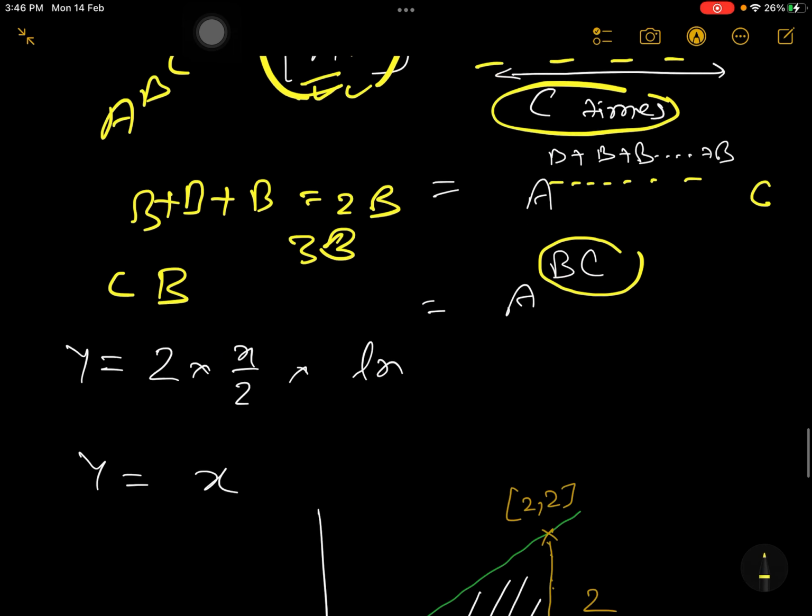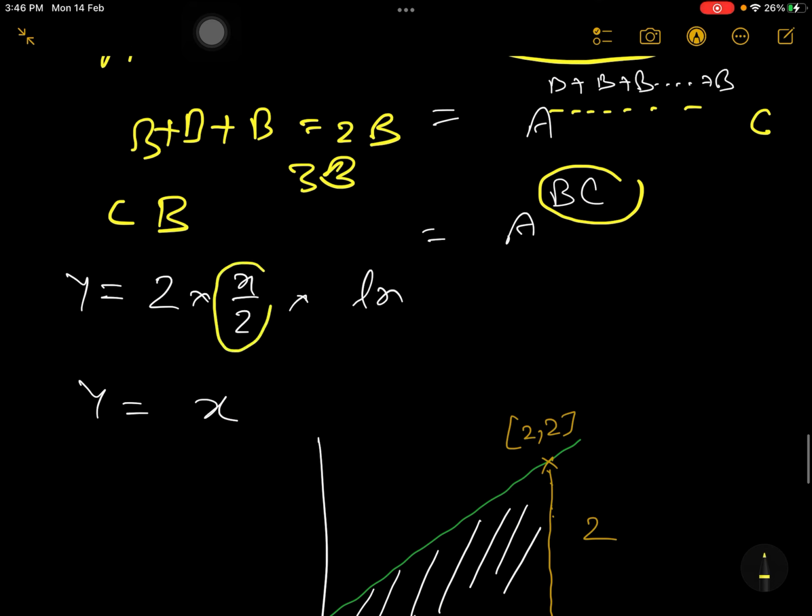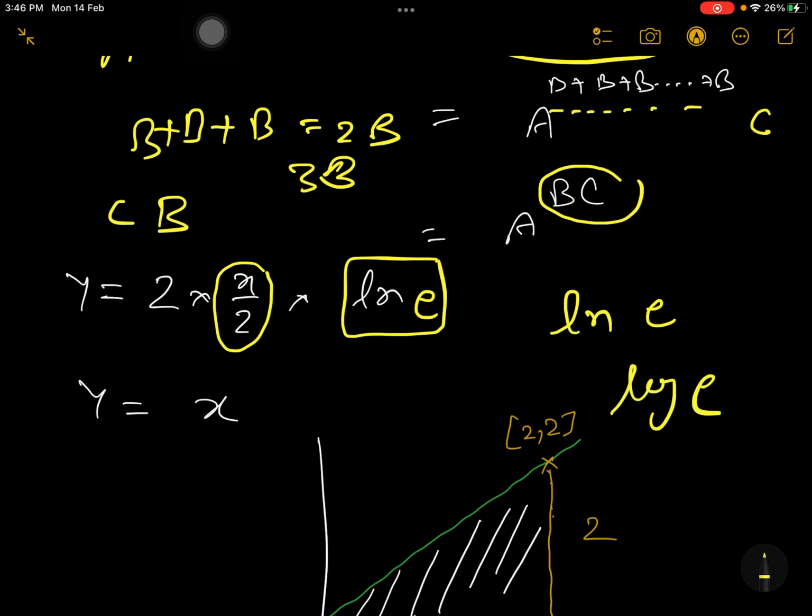Now the third concept. When this quantity comes to the left side, then ln e will be remaining. Remember, ln e is different and log e is different. So right now, you can take the value of ln e as 1.